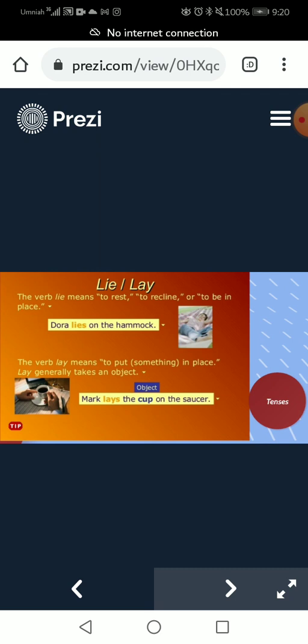Lie and lay. The verb lie means to rest, to recline, or to be in place. Dora lies on the hammock. Now, lies here, we don't have an object in this sentence because lies is an intransitive verb. While the verb lay means to put something in a place, and lay generally takes an object. When we say Mark lays the cup on the saucer. Now, lays takes an object in this sentence, which is the cup. So, cup here is the object that receives the action lays.